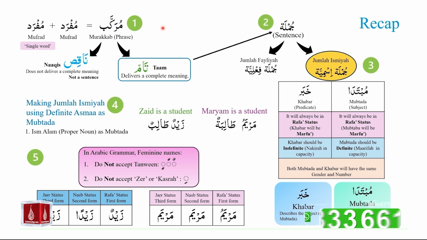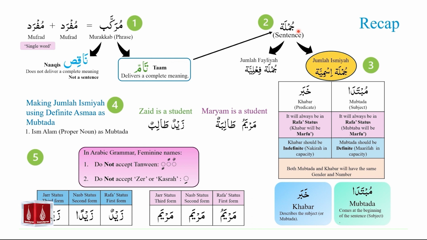This is a summary slide. In this lecture, first of all, we studied that the Arabic terminology for a single word is mufrad. Mufrad plus mufrad can make a murakkab, which is a phrase. There are two types of murakkab. Murakkab naqis, which is not a sentence and does not deliver a complete meaning. The second type is murakkab tam, which delivers a complete meaning. Murakkab tam is also called a sentence or jumla in Arabic.